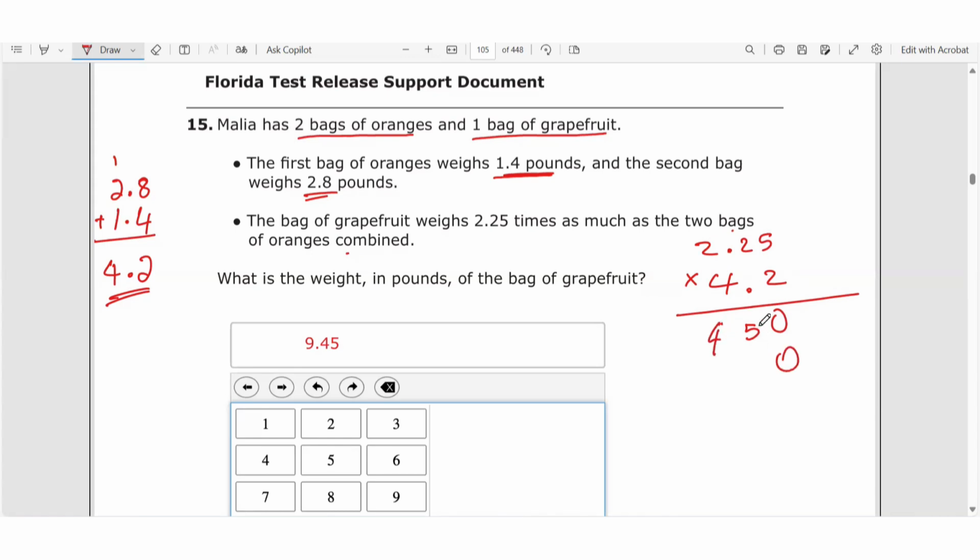Put a 0, and then what we have here is 0. That's for 20. 4 times 2 is 8, and 2 makes 10. Then that 9. So then you add these up. So we have 9 4 5 0.